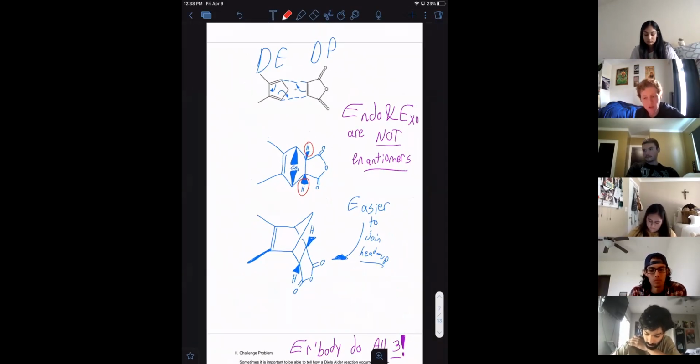Drawing it is kind of hard, but once you have seen it in a model kit and you've played with it some, this stuff gets really easy. I think this is probably the easiest stuff we do.